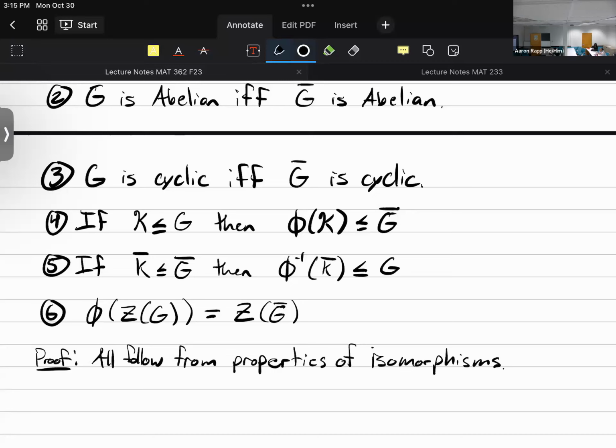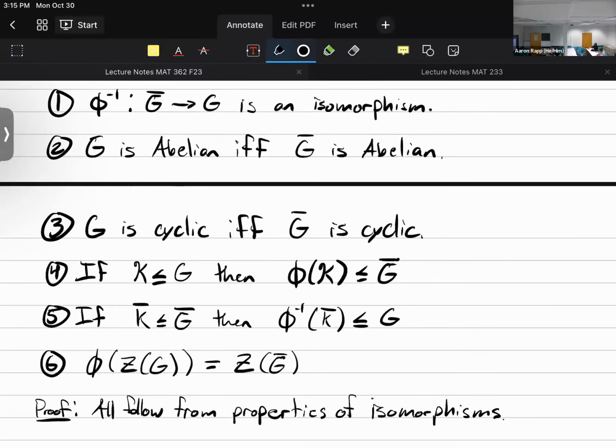So I'm not going to do it in class, but each of these 6 items all just follow the properties of isomorphism. So what questions do y'all have? So for isomorphisms themselves, this is as deep as we're going to get into this particular topic.